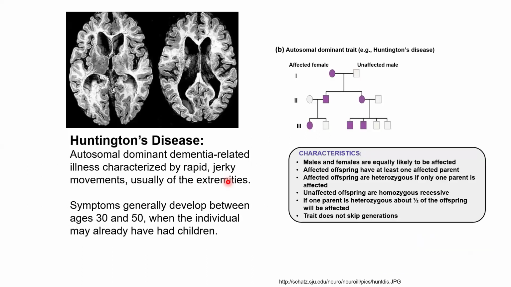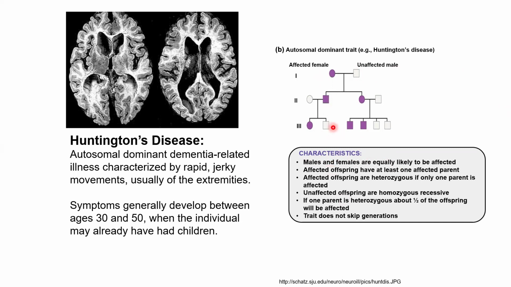So what exactly is Huntington's disease? It is an autosomal dominant dementia-related illness, characterized by rapid jerky movements, usually in the extremities. The symptoms generally develop between the ages of 30 and 50, when individuals may have already had children themselves. Autosomal dominant traits are usually seen equally in males and females.